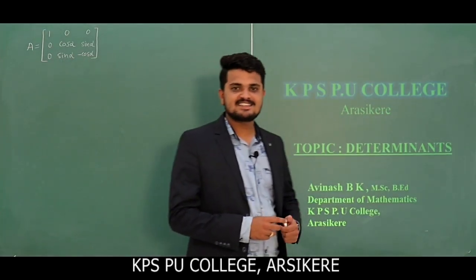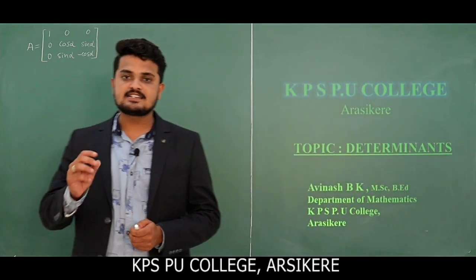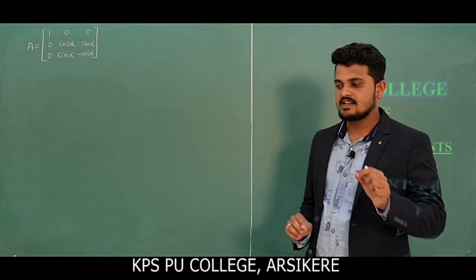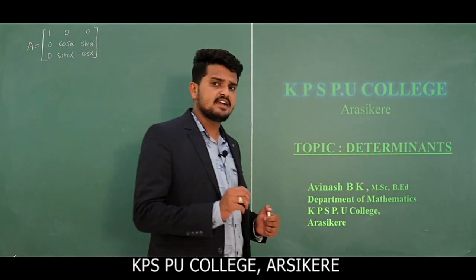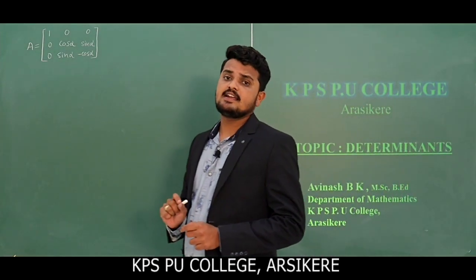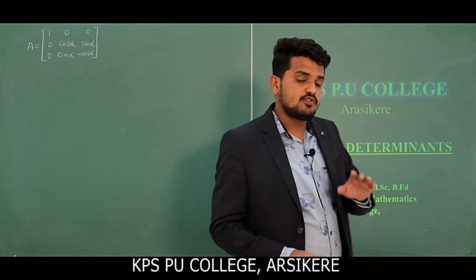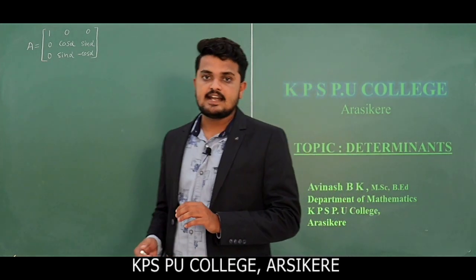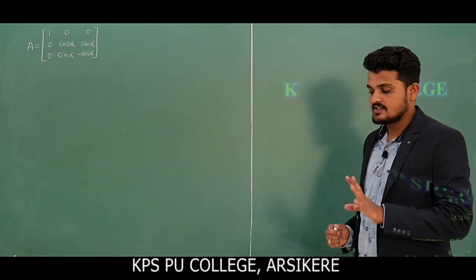Hello my dear students. In the last video we already discussed the inverse of a matrix and some problems related to it. So how to find the inverse of a matrix? You already know that formula. A inverse is equal to 1 divided by determinant of A into adjoint A. So we have to find the adjoint A value as well as the determinant of A value, right? So A inverse is equal to 1 divided by determinant of A into adjoint A.